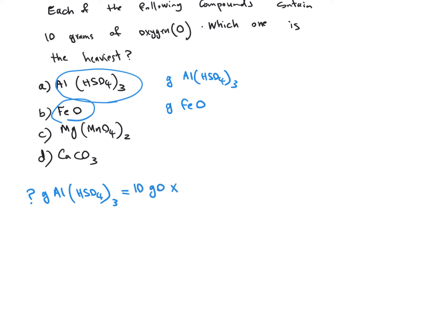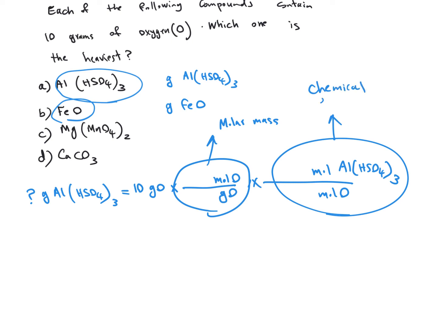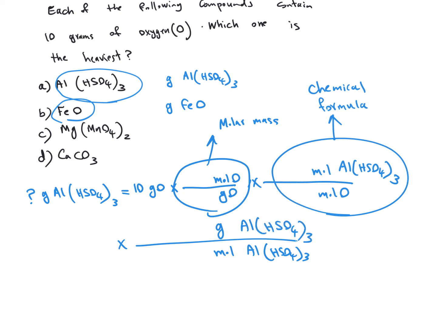Can anyone tell me how I can convert grams of a constituent element to grams of my compound? Moles. You convert grams to moles by molar mass, and then you convert moles to moles by the chemical formula. And if you learn this, when you have chemical reactions you do the same, but that mole-to-mole conversion would be the coefficients of a balanced chemical equation. But here you look at the chemical formula, and finally you convert moles of Al(HSO4)3 to grams of Al(HSO4)3. Are we good with writing this?